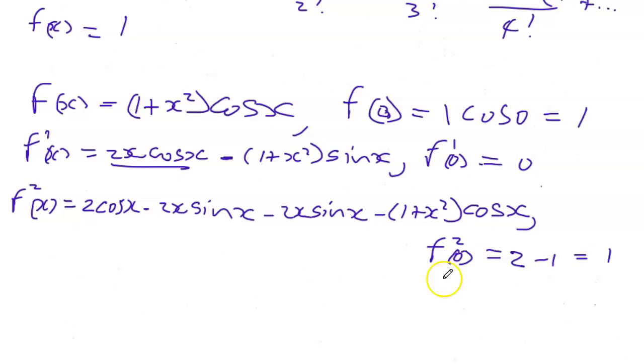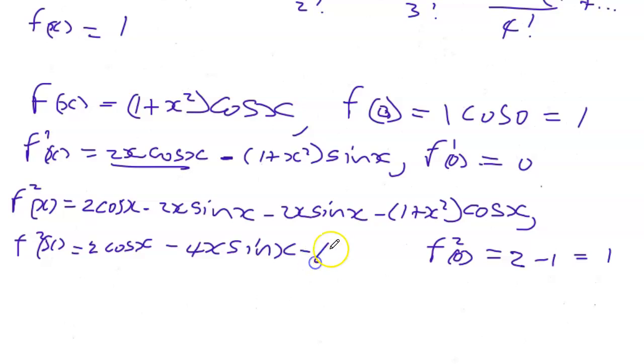So, let me just rewrite the second derivative because I needed to fix it up to get the third derivative. So this is actually 2 cos x, minus 4x sin x, if I group these two middle terms, minus 1 plus x squared, just to fix it up for finding the third derivative, which we'll need. So the second derivative evaluated at 0 is 1.